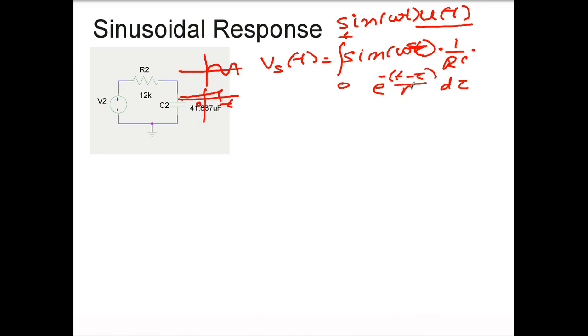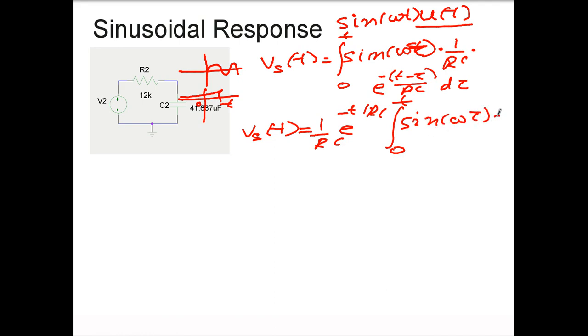So I will take this 1 by RC term outside, and I will take this e raised to minus t by RC term outside. I forgot the RC over here. So I will get v sub s of t equals 1 by RC e raised to minus t by RC times the integral from 0 to t of sine omega tau times e raised to tau by RC d tau. And this is my integration.